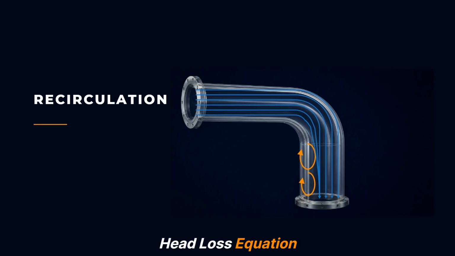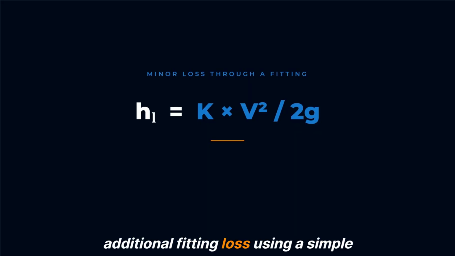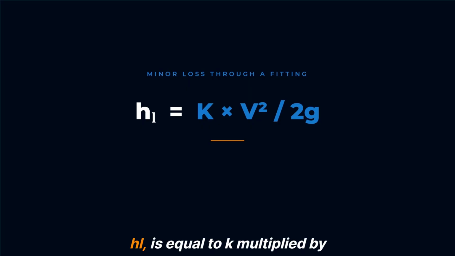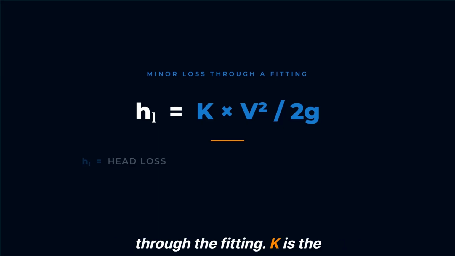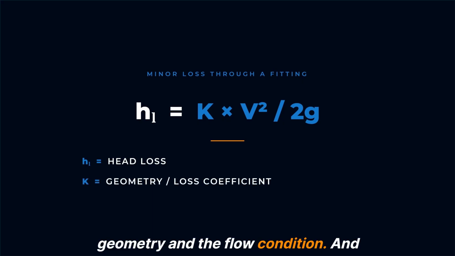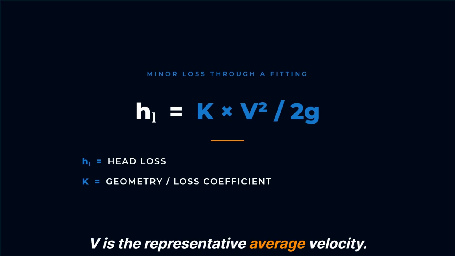Head loss equation. Engineers normally represent this additional fitting loss using a simple head loss relationship. The head loss, HL, is equal to K multiplied by V squared over 2g. Here, HL represents the hydraulic head lost through the fitting. K is the loss coefficient associated with the geometry and the flow condition. And V is the representative average velocity.